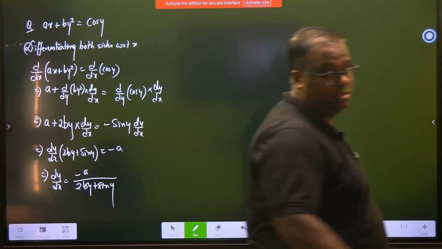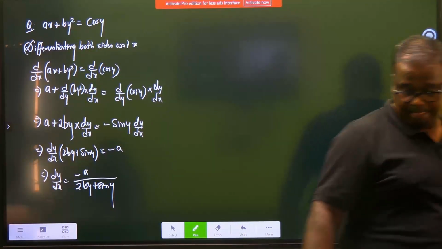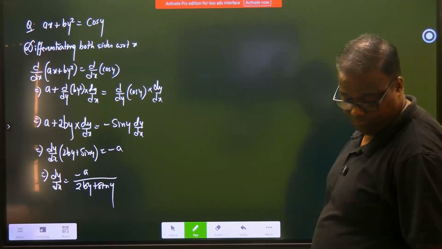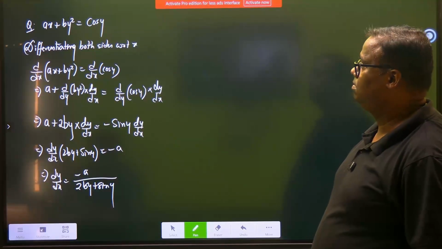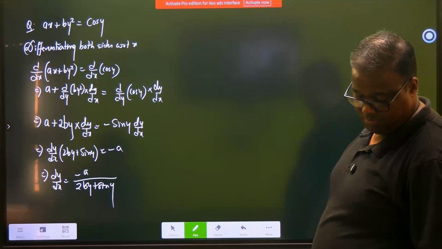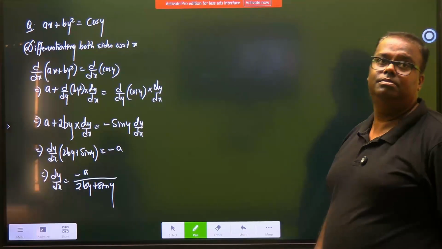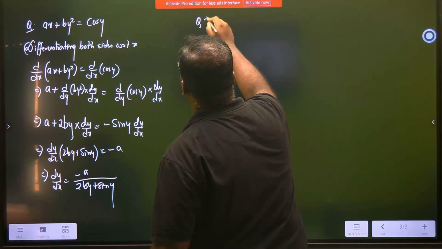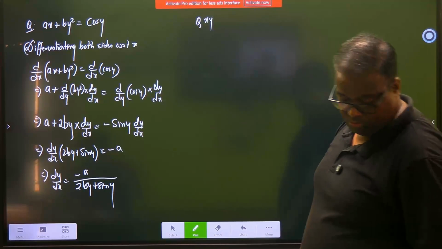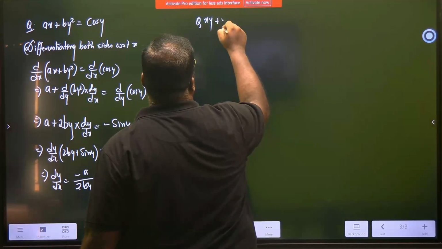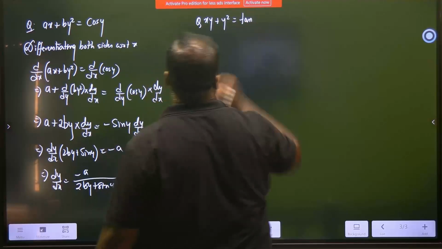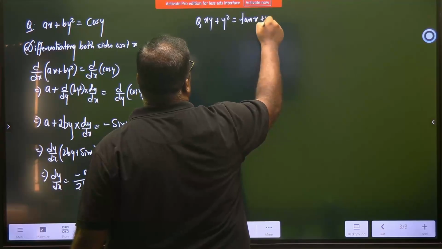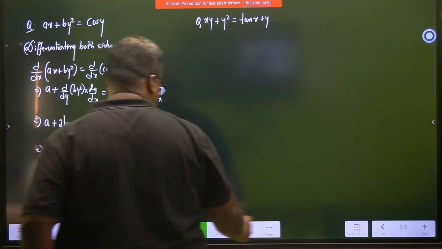Look, child, do it yourself. Okay, matching. Shall we take one more? Let's do one more. xy plus y square equal to tan of x plus y. Tan of x plus y. Okay?